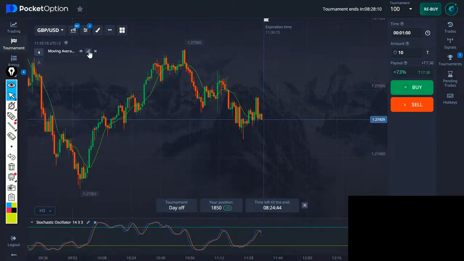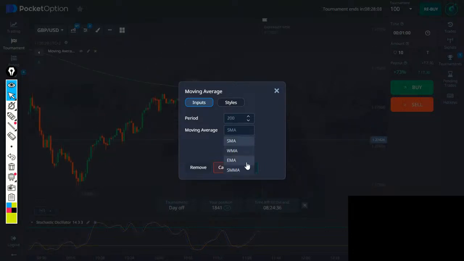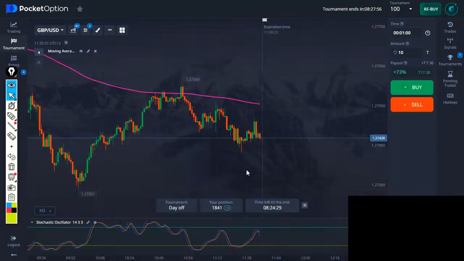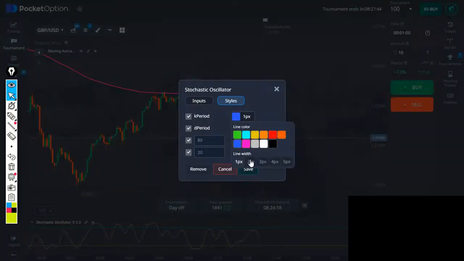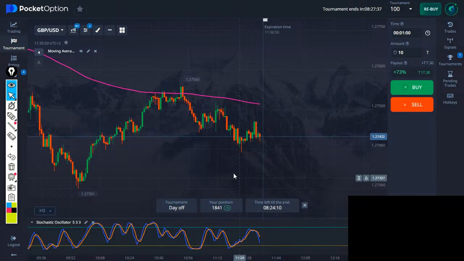Then go to the pen up here, change the period of the moving average to 200 and change the moving average to EMA. In styles, you can do as you like. I like pink, thick 2 pixels. Then you can go to the stochastic oscillator over here, to the pen also, K period to 5. Styles, I like to make the blue and orange line 2 pixels. Keep everything else the same and click save.